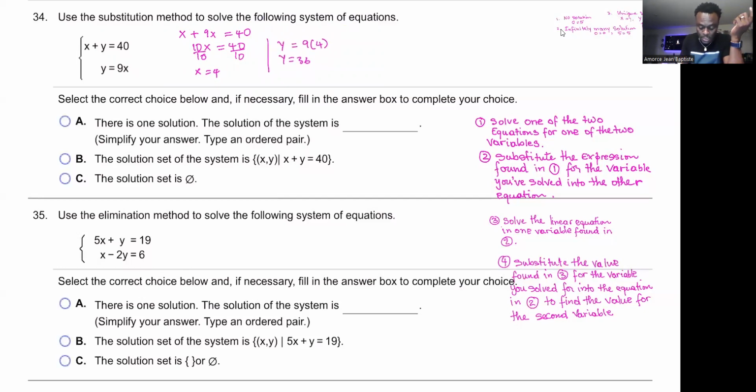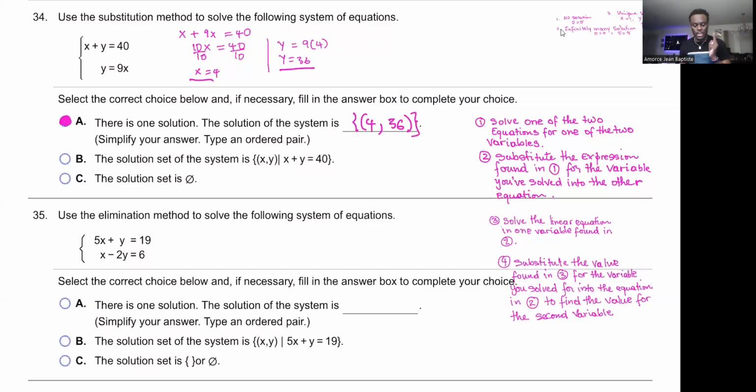Now we can see that we have the value of x and the value of y. We fall into the third situation where we have a unique solution, which is x equals 4 and y equals 36.